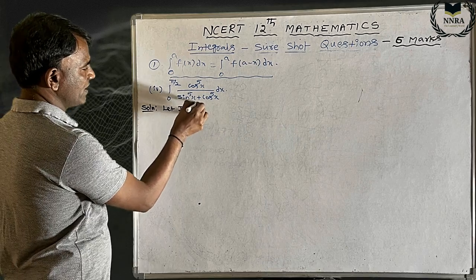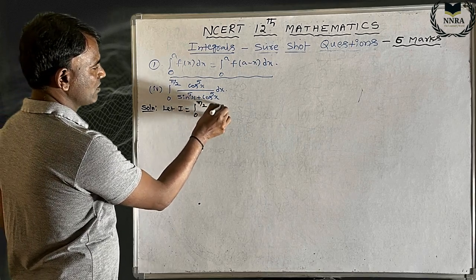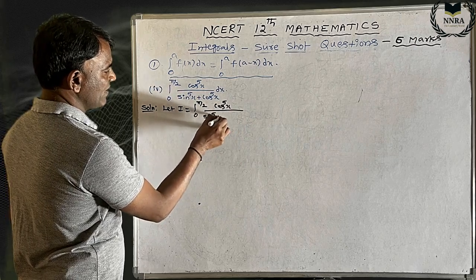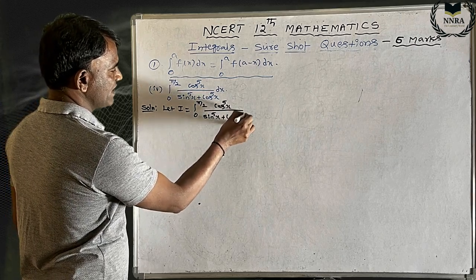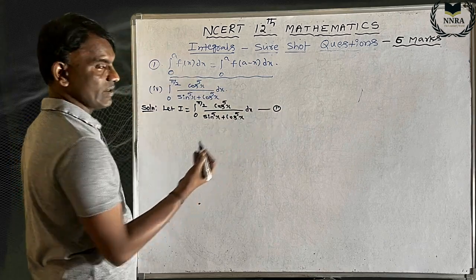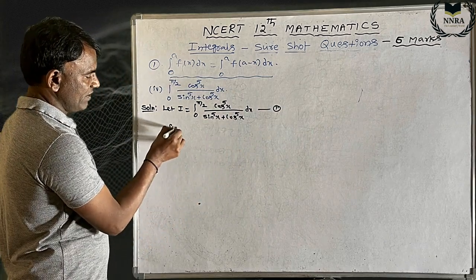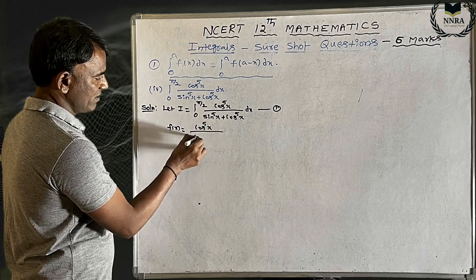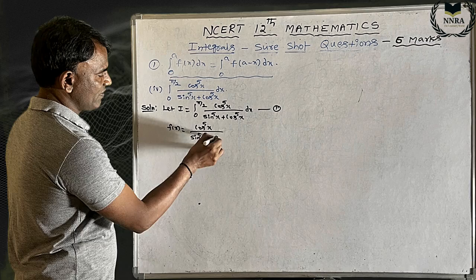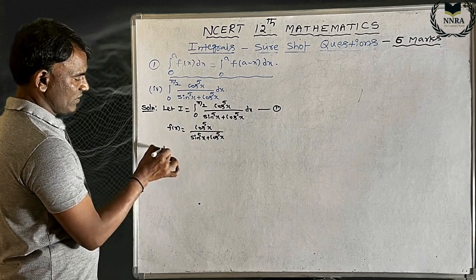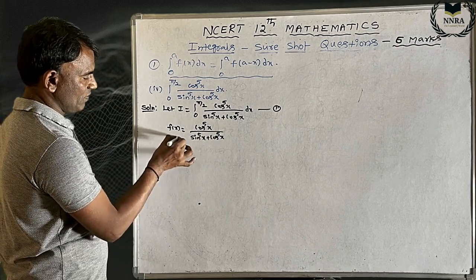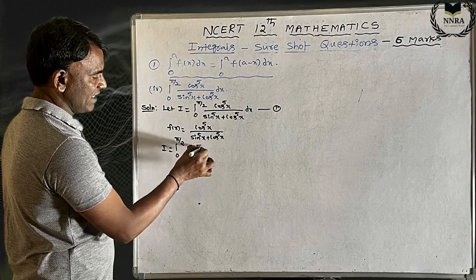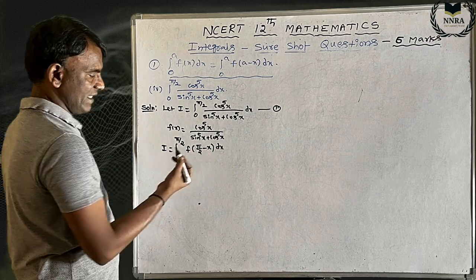So I equals integral 0 to pi by 2 cos power 5 x divided by sin power 5 x plus cos power 5 x dx, right? So this is equation number 1. Now what is f of x here? That is cos power 5 x divided by sin power 5 x plus cos power 5 x. And write one more. That can be written as integral 0 to pi by 2 f of a minus x. But what is the value of a here? Pi by 2, then dx.